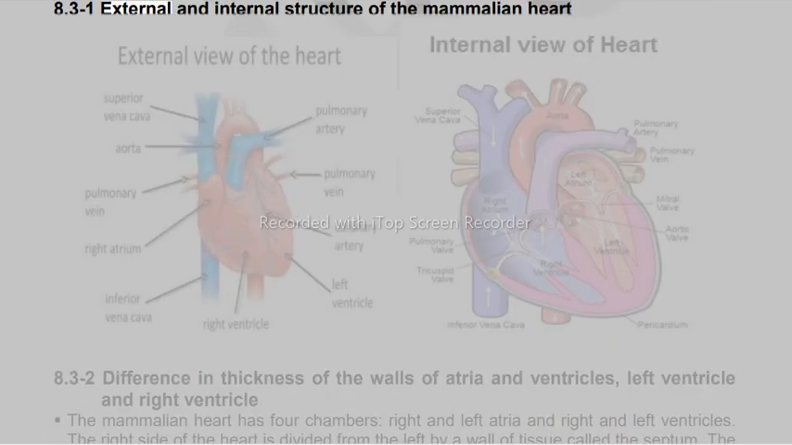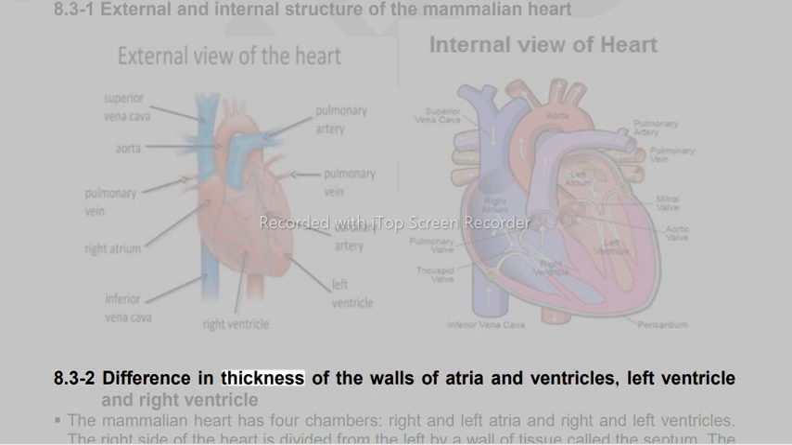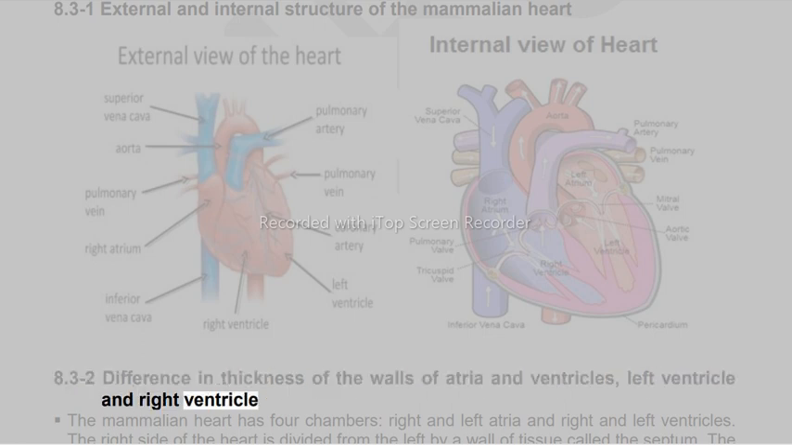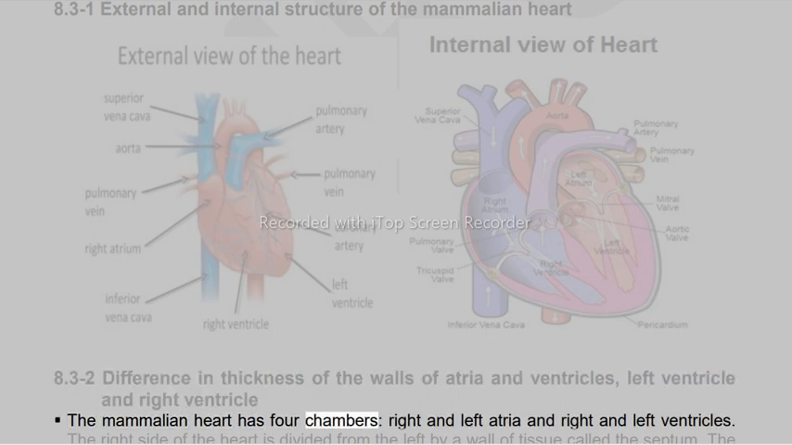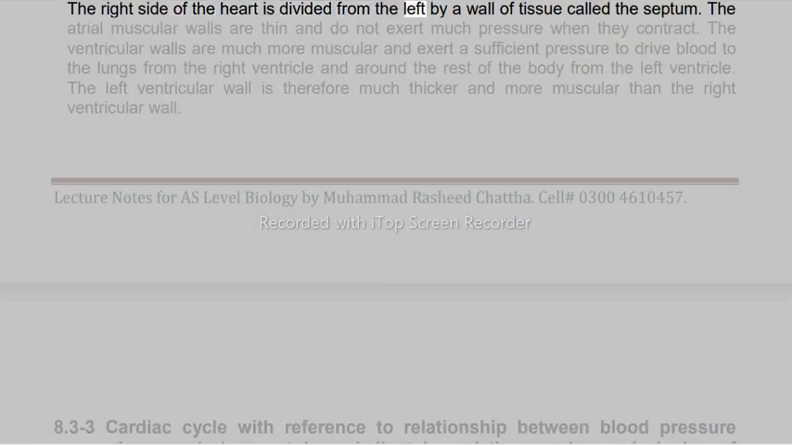8.3 (1) External and internal structure of the mammalian heart. 8.3 (2) Difference in thickness of the walls of atria and ventricles, left ventricle and right ventricle. The mammalian heart has four chambers: right and left atria and right and left ventricles. The right side of the heart is divided from the left by a wall of tissue called the septum.